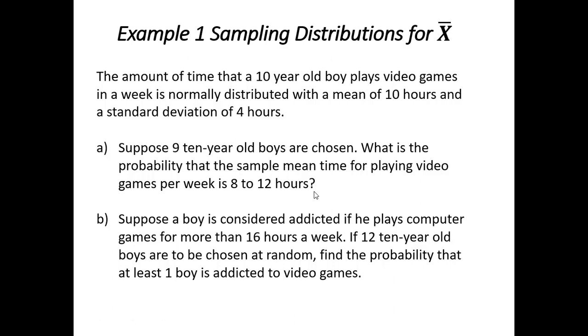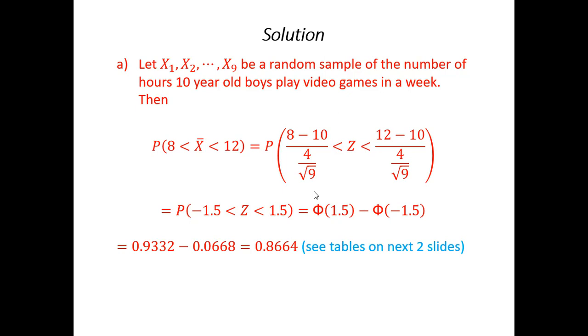We'll come back to B in a minute. So we could set this up. We think of picking nine boys at random. We're interested in the probability that X bar is between 8 and 12. So now we could set this up the way we did in Chapter 4. But in Chapter 4, we wouldn't have this other adjustment down here.